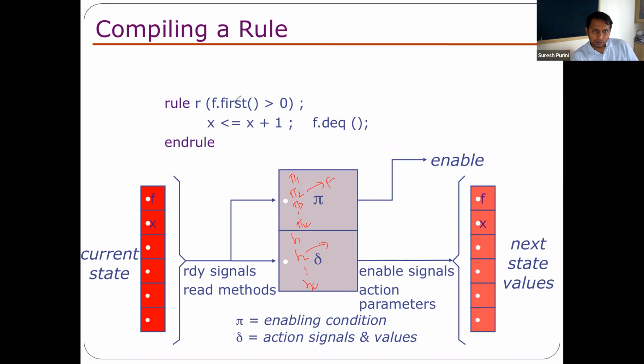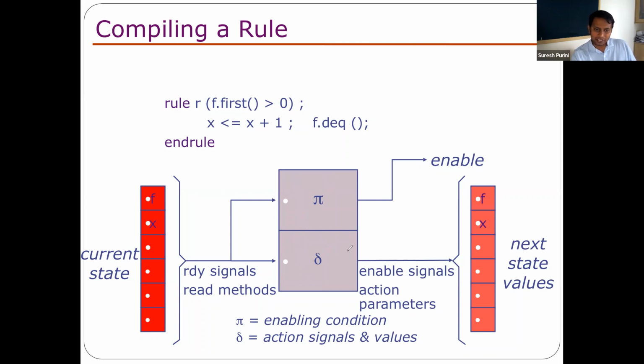Again, if you see here, this is a rule where I think f is a queue, and what we are trying to do in this particular case is check if the queue is non-empty, I guess. If the queue is non-empty, then we do a dequeue, and along with the dequeue operation in parallel, we are incrementing this variable. So if this predicate is false, then this doesn't happen. The enable signal doesn't go up and the dequeue doesn't happen.